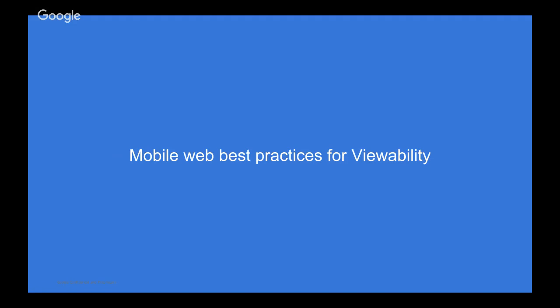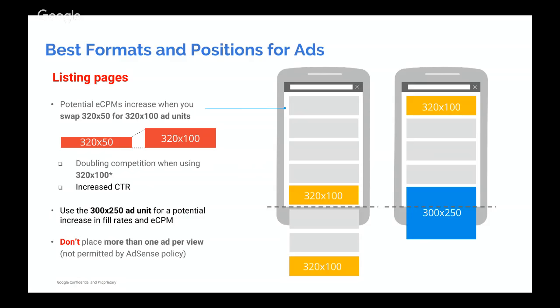So let's just move along to mobile web best practices. We recently had some changes as well. There we go. So let's just talk about the two types of pages. There's the listing pages, and there will also be the content pages. So let's start with the listing pages.